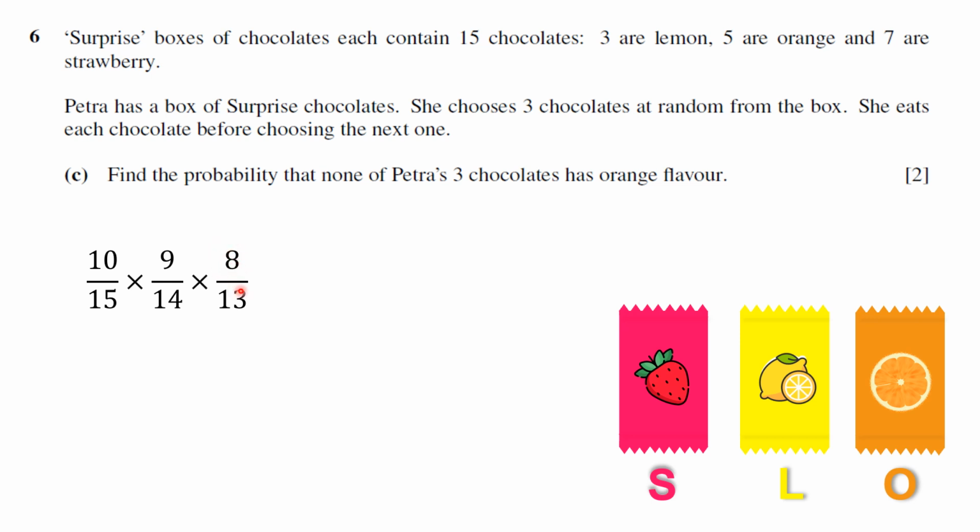So it will be 8 over 13, and that will give us a value of 24 divided by 91, which is also equal to 0.264.